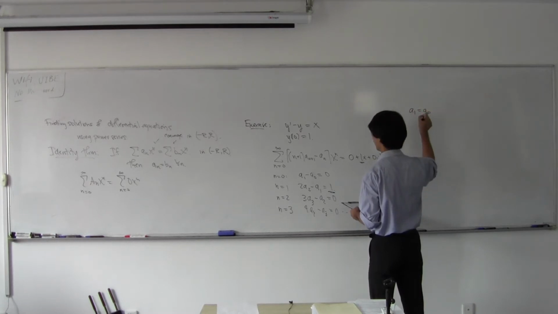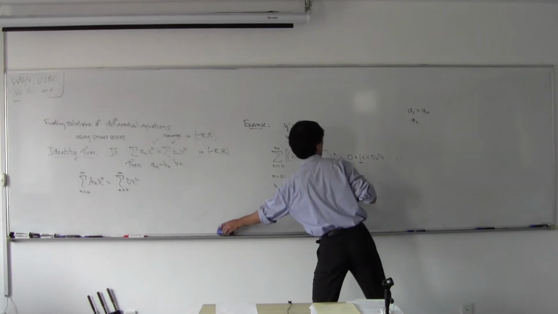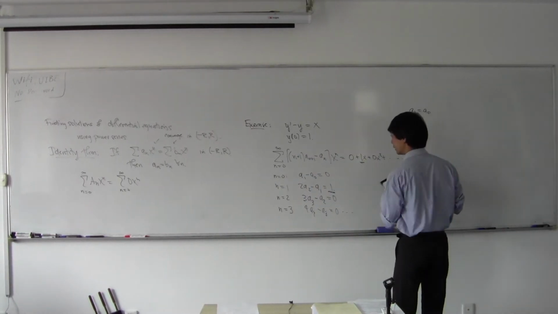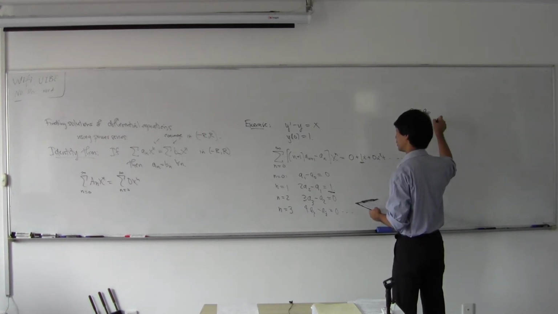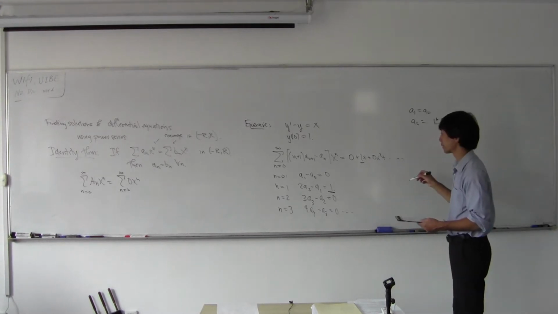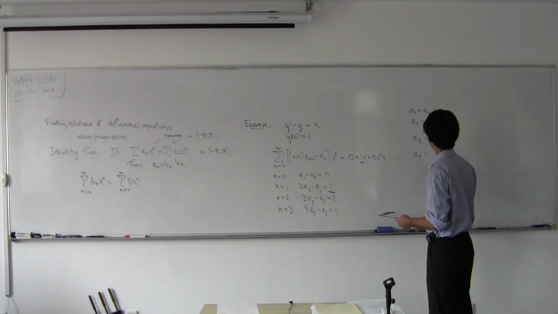a1 equals a0, a2 is (1 plus a1) over 2, a3 is a2 over 3, a4 is a3 over 4, and so on and so forth.